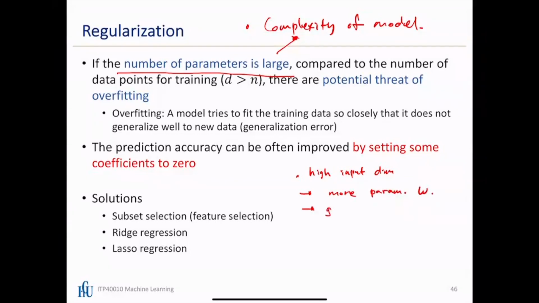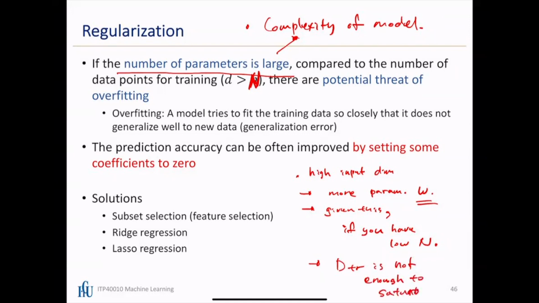And given this, if you don't have enough data samples, this should be capital N. If you have a low sample size, then your observations may not be enough to saturate W. So basically, you don't have enough data to fit the model.